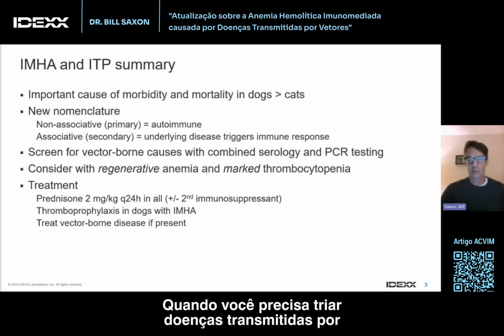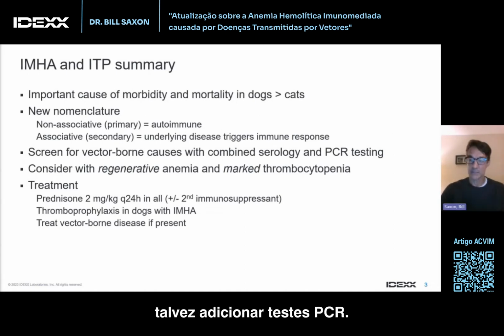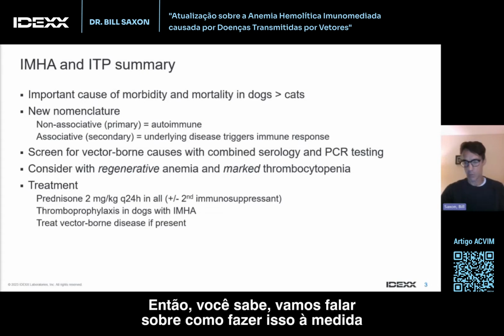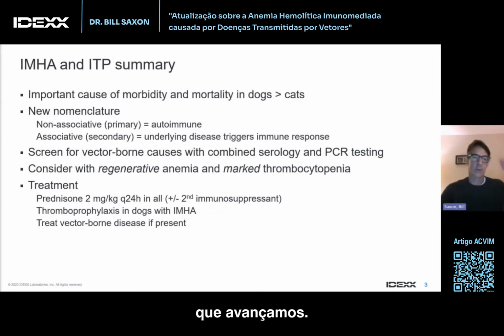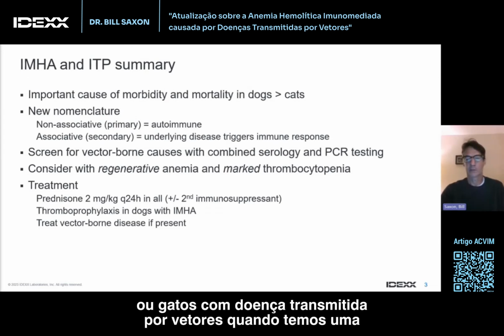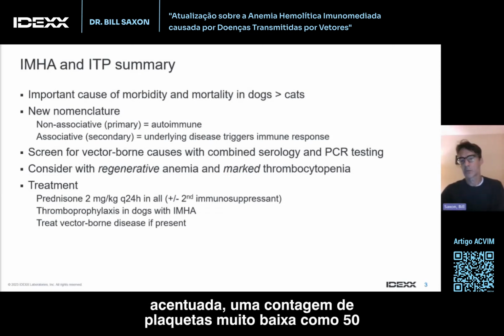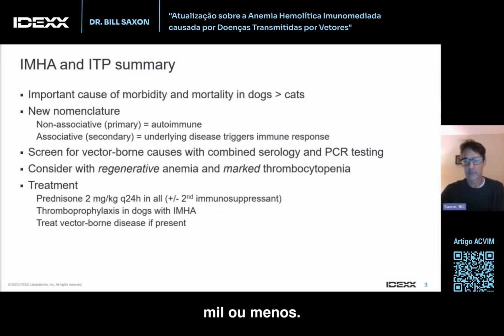When you need to screen for vector-borne disease in these cases, we want to start with serology and maybe add on PCR testing. So, we'll talk about how to do that as we go along. We want to consider these immune-mediated problems in dogs or cats with vector-borne disease when we have a severe anemia that's regenerative or a marked thrombocytopenia, a very low platelet count, like 50,000 or less.